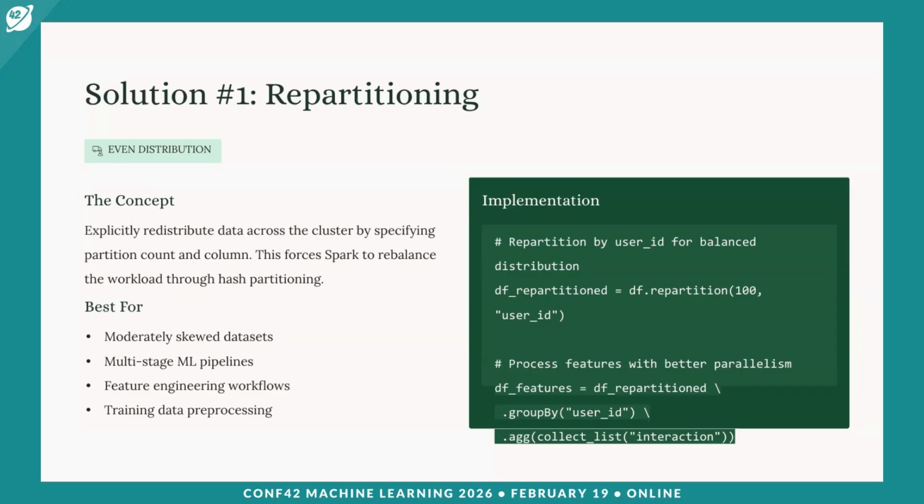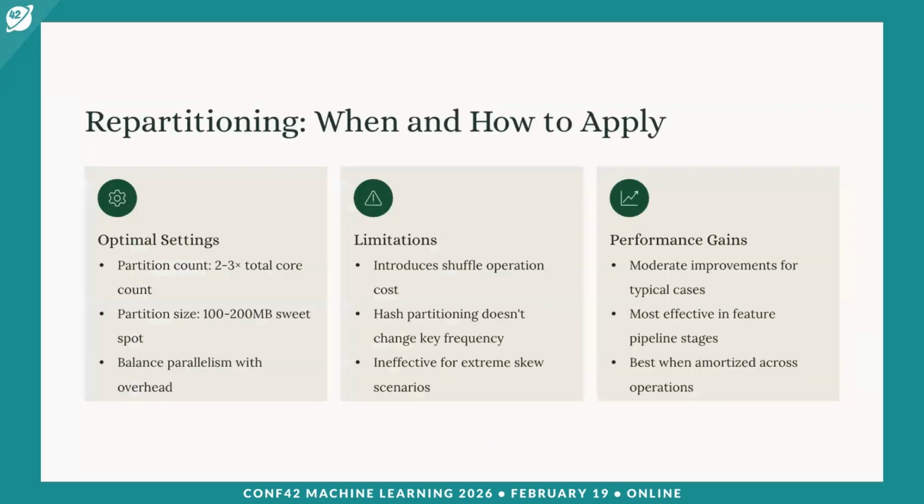This is mostly best for moderately skewed datasets, multi-stage ML pipelines, feature engineering workflows, and training data reprocessing. Most importantly, it is one of the best techniques we can use when we have moderately skewed data. The key takeaway is that repartition gives us control over the data distribution and better workload balance before expensive transformations like joins and aggregations. Let's move on to the next slide.